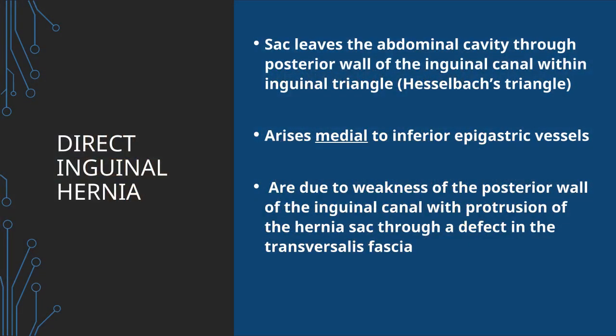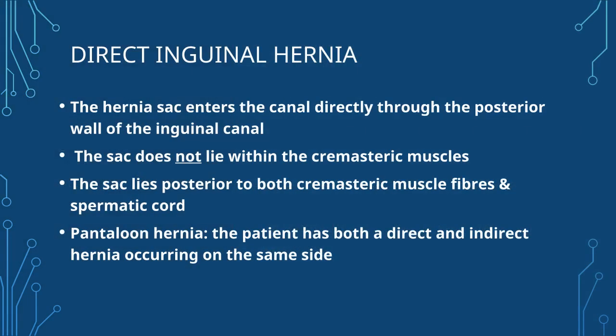In the direct inguinal hernia, the sac leaves the abdominal cavity through the posterior wall of the inguinal canal within the inguinal triangle, Hesselbach's triangle. It arises medial to the inferior epigastric vessels. Direct hernias are due to weakness of the posterior wall of the inguinal canal with protrusion of the hernia sac through a defect in the transversalis fascia. In a direct inguinal hernia, the hernia sac directly enters the inguinal canal through its posterior wall. Therefore, the sac does not lie within the cremasteric muscles. The direct sac lies posterior to both cremasteric muscle fibers and spermatic cord. A variant is the pantaloon hernia, where both a direct and indirect hernia occur in the same patient on the same side.